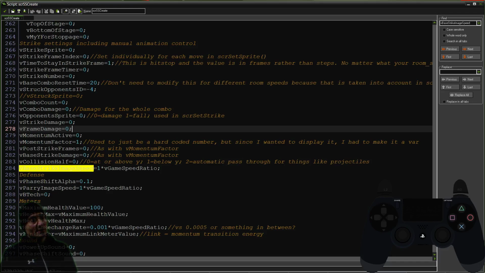So basically what you see this does, the base strike image speed at a 60 frames per second game speed is going to be half. Oh, sorry, up here, half. So that means the image is displayed twice each frame to match the animation. That's kind of how I did it.